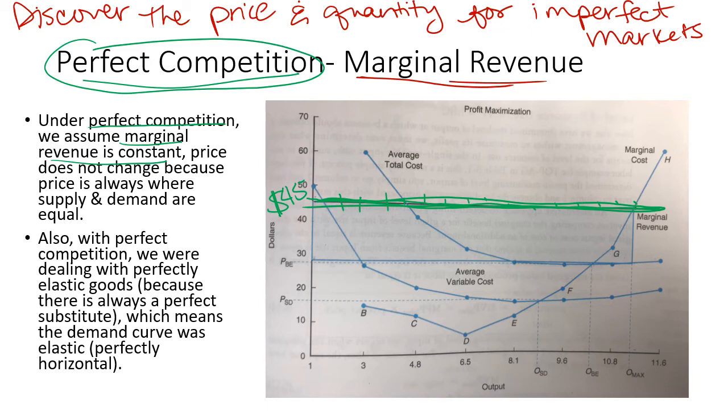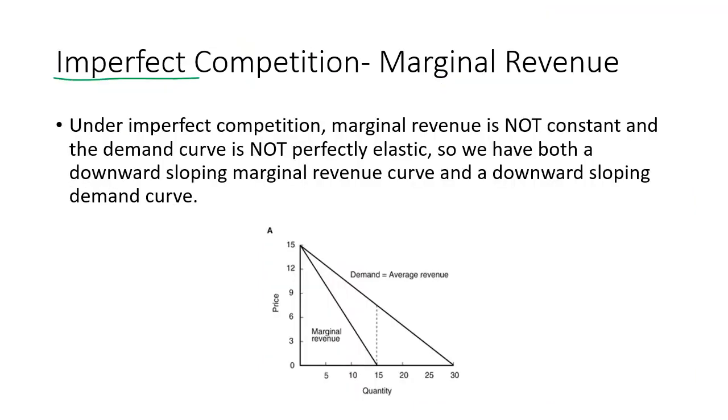Also, with perfect competition, we were dealing with perfectly elastic goods, and so the demand curve was elastic, which is going to be different than what we're dealing with for the imperfect competition curve. So let's look at those and we'll look at the differences here. So the imperfect competition marginal revenue is on a downward slant. It is not horizontal as it was in the last slide.